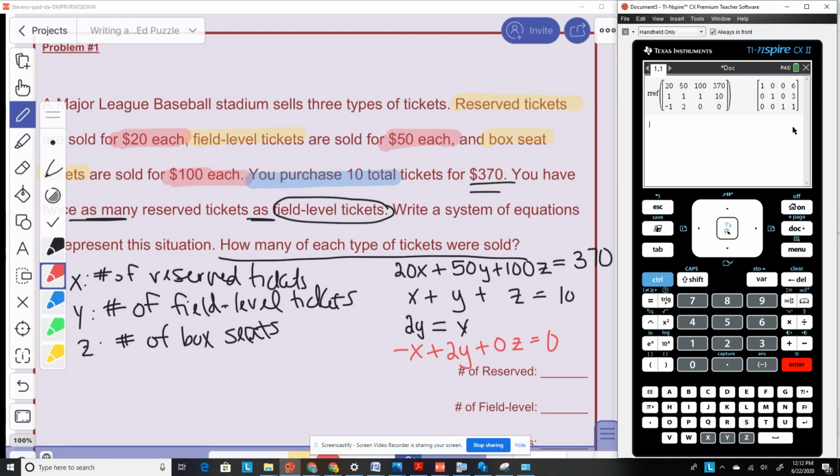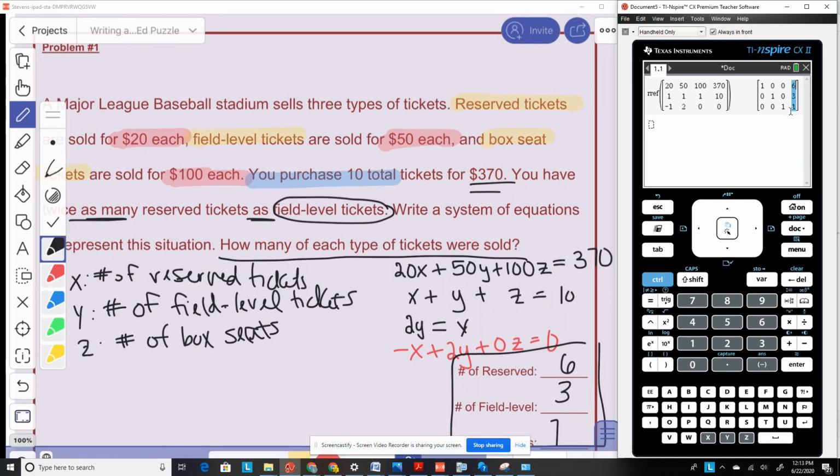Now we look at our matrix to see, does it have a unique solution? If it has a unique solution, we should see 1, 1, 1 diagonally. And if so, then this last column here are my answers. So the first variable that I used was reserved. So there is going to be 6 reserved, 3 field level, and 1 box seat. Again, remember, we have to look at this matrix to see if it has a solution. If it's consistent and independent, that means it has one solution, and this last column is your solution.